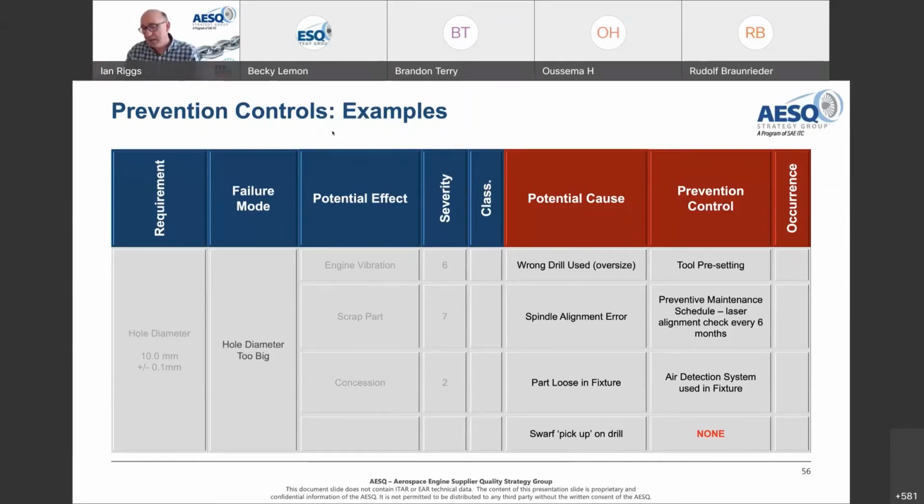And swarf pickup on drill, well, actually, we don't have any control for that. We know it happens. We know it can cause hole diameter too big, but there's nothing that we have at the moment that prevents that. And that's why we've written none in there. Now we can review that later on. And if that's an issue, we can say, well, what would we do to prevent swarf pickup on the drill? What sort of things can we use, such as a chip scoop or whatever, that could be an improvement that would really help on this failure mode. But these are specific prevention controls.